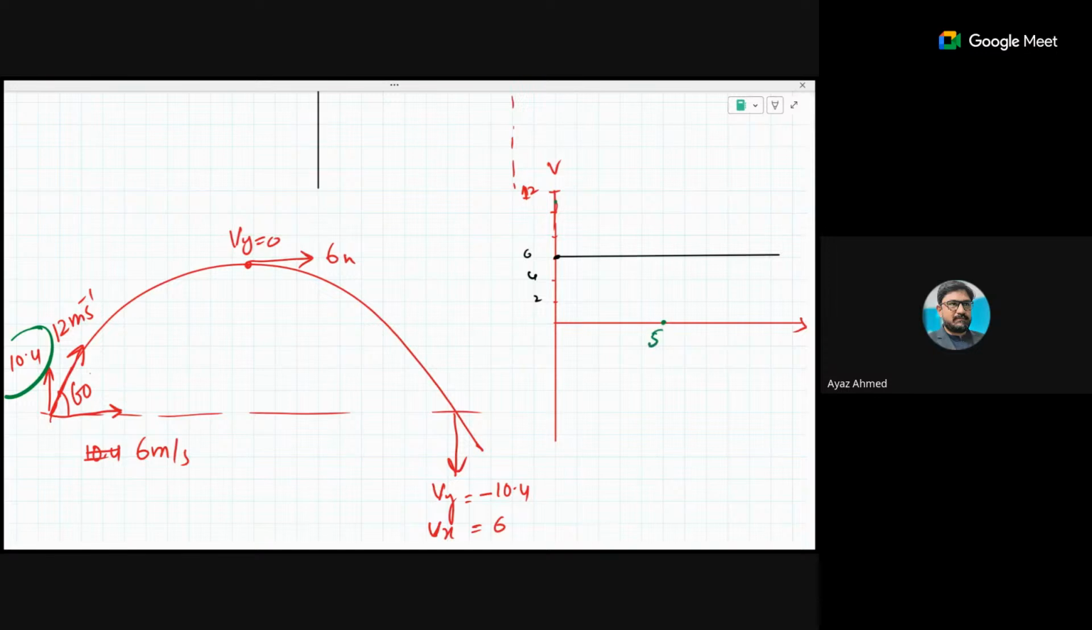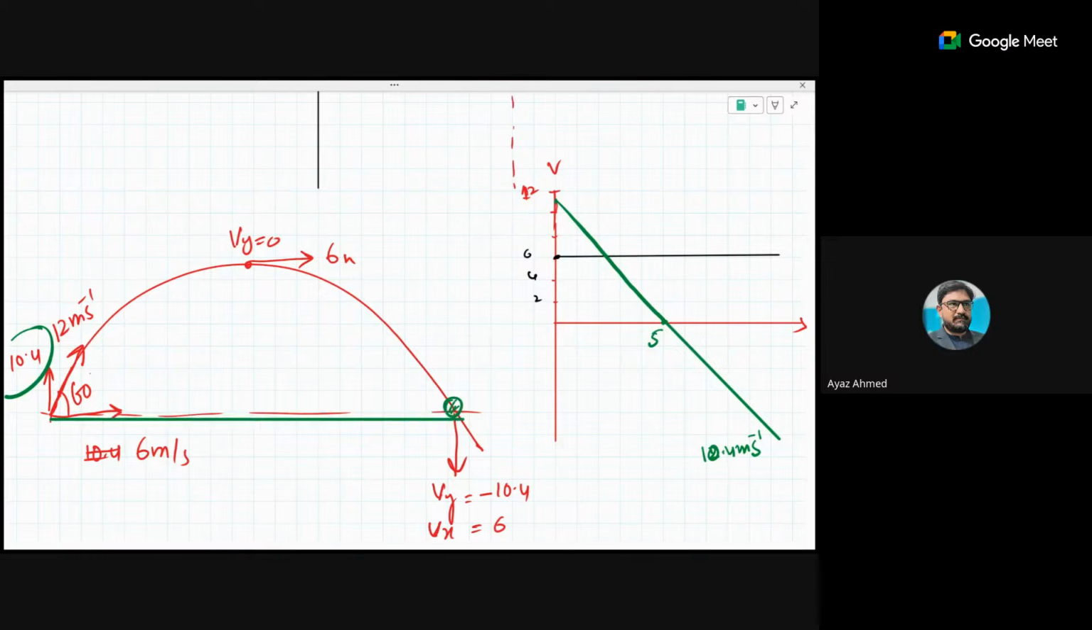The projectile reaches the highest position. Then it will start from here. It will cut this axis at this point, and it would not stop here. It will continue with the same gradient. This is the beauty of this graph. It would continue with the same gradient. Yani, its final speed would again be 10.4 meters per second if it is hitting the level surface.